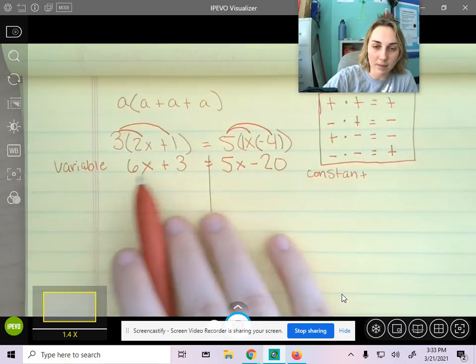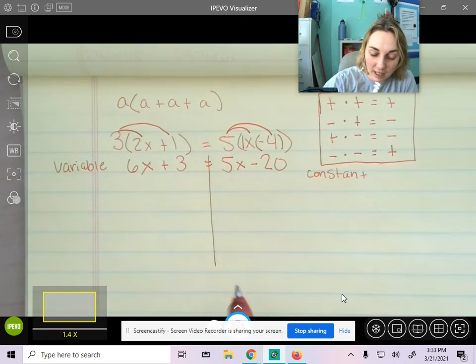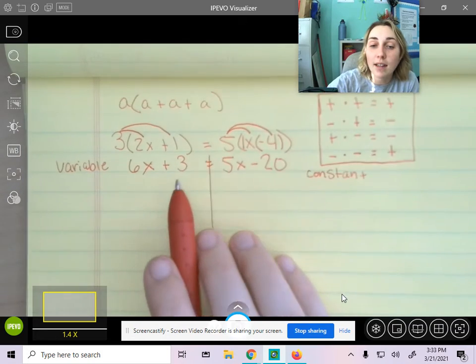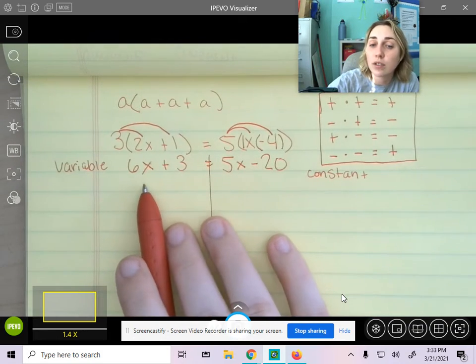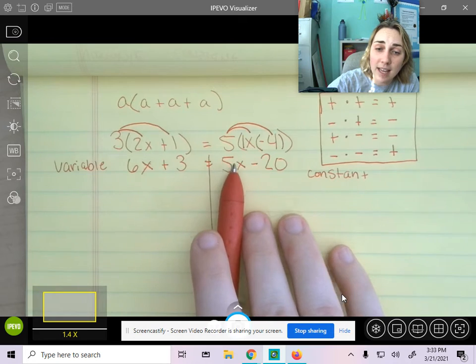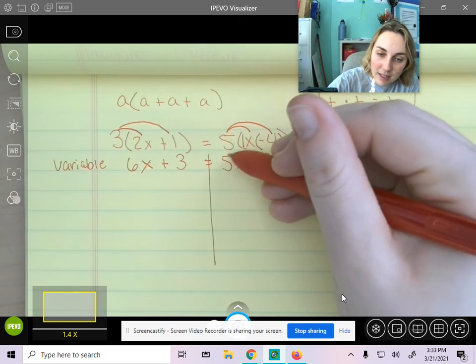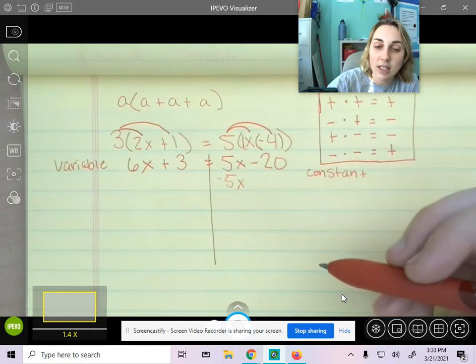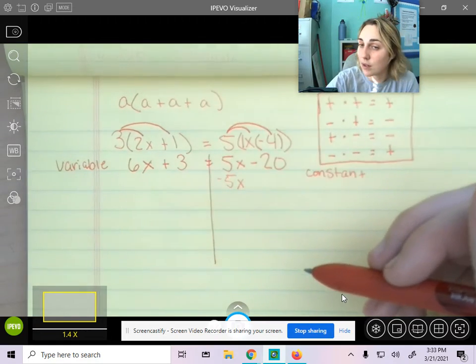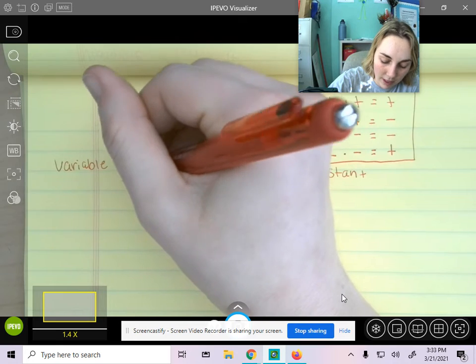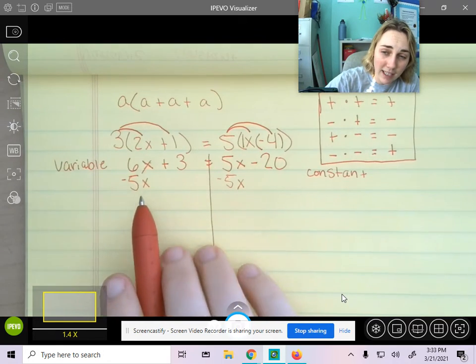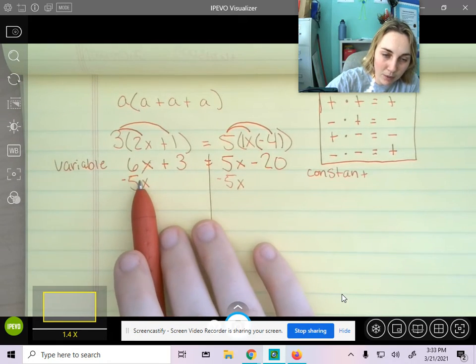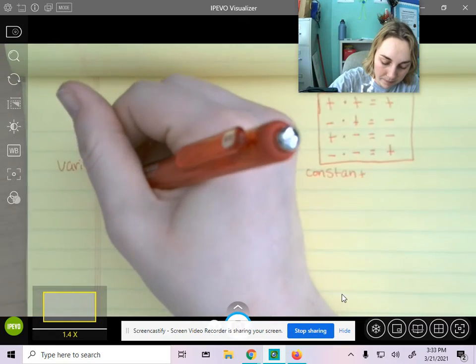And I'm bringing them down here because I ran out of room. Anyway, so variable side, I want to move my variables to this side first. So I need to get rid of this 5x and move it over here. To get rid of this positive 5x, I need to do the opposite of a positive 5x, which is a negative 5x. If I do that on one side, I have to do the same thing on the other side as well. And when I do that, remember, I'd like to put it right under the other variables so I can go ahead and just solve that.